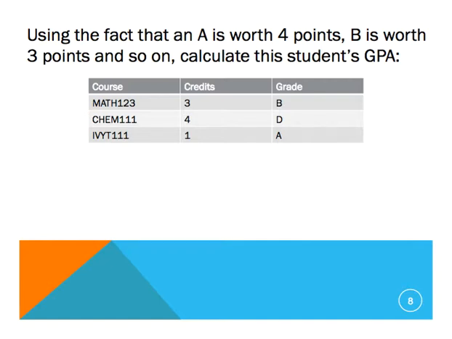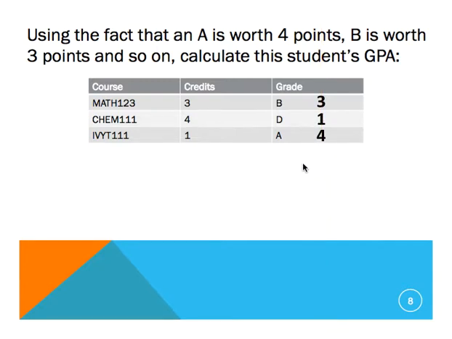Okay, this one says using the fact that an A is worth 4 points, a B is worth 3 points, and so on, calculate the student's GPA. So what we're going to do for this one is next to each of their letter grades, I'm going to put the point value that goes with it. So I know a B is worth 3 points. A C would be worth 2 points, and a D would be worth 1 point. So I'm going to put a 1 next to that D grade. And then an A is worth 4. So here are their actual point values.